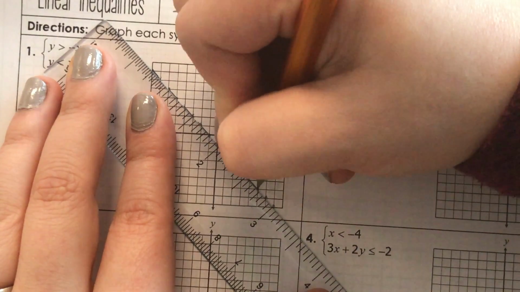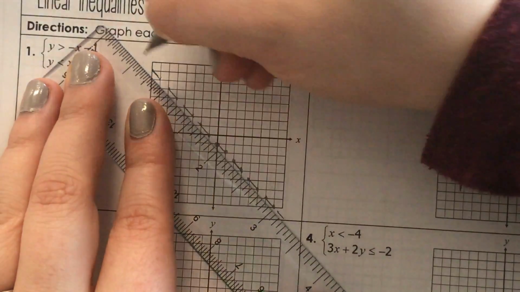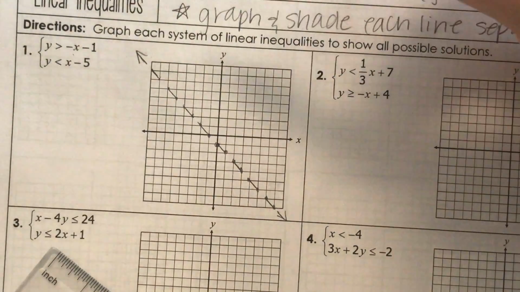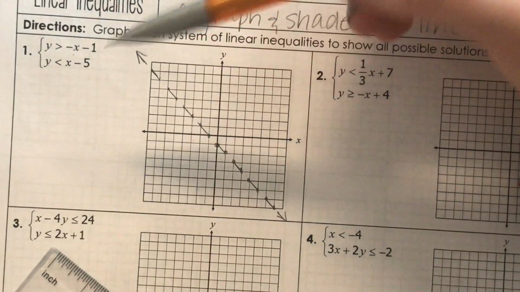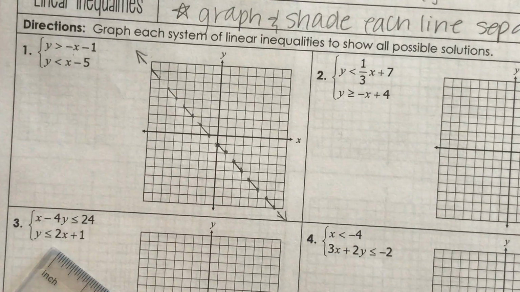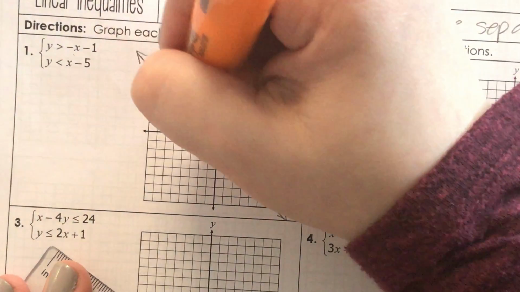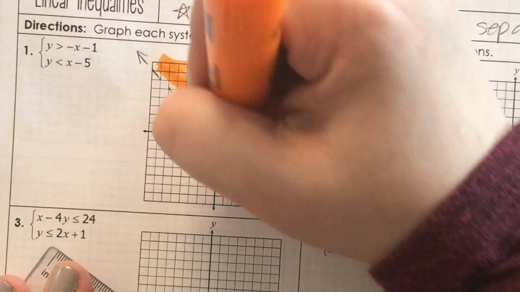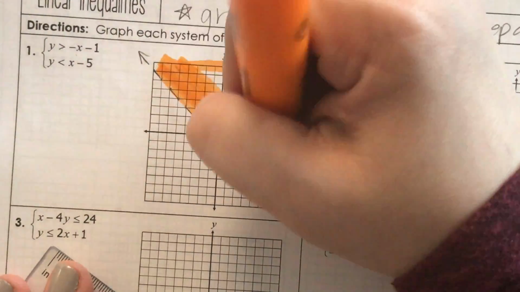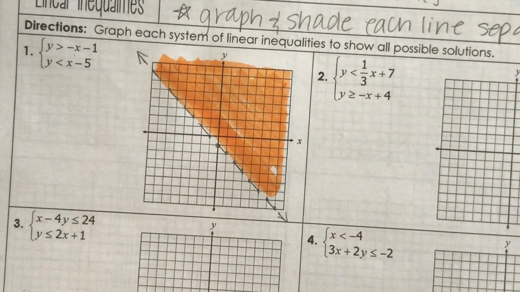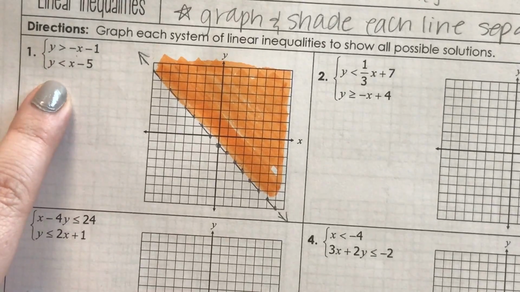Okay. So it looks like that. And since it is greater than, I'm going to shade above the line, and I'm going to use a Sharpie or highlighter so you can see a little bit better. Okay, so that's this guy up here for that line.